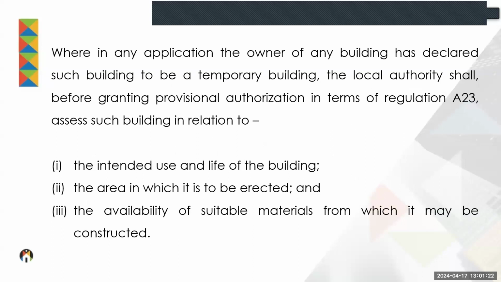Then about temporary buildings. In this case, the owner of the building, when they apply for temporary buildings, must declare the building to be a temporary building, obviously providing reasons why they say so. And in this declaration and application for the erection of a temporary building, they must indicate the following: the intended use and the life of the building. Normally that will be 6 months maximum. The area in which it is to be erected and the availability of suitable materials from which it may be constructed.